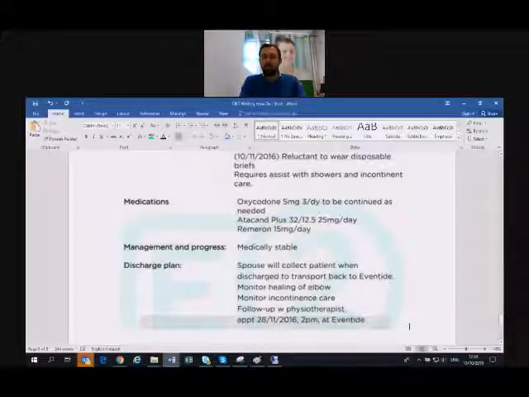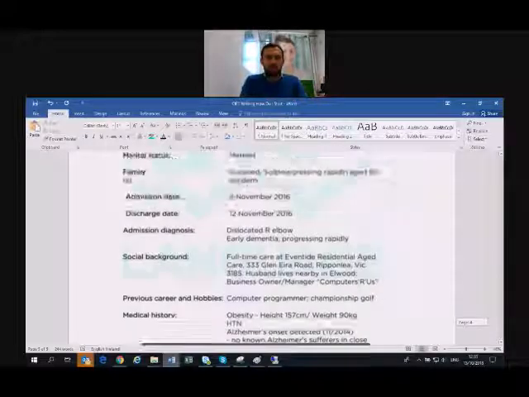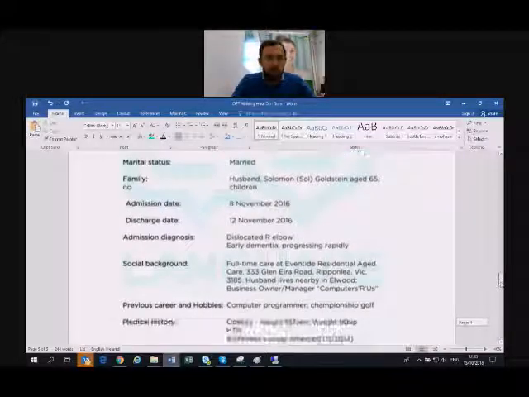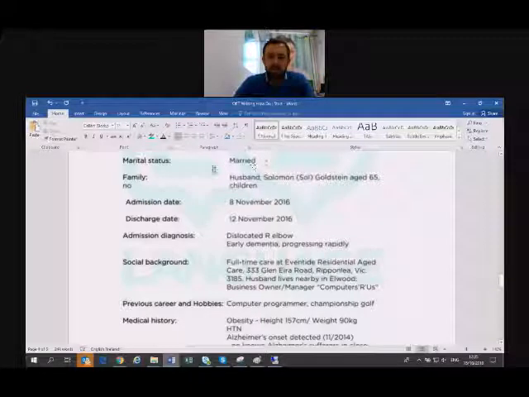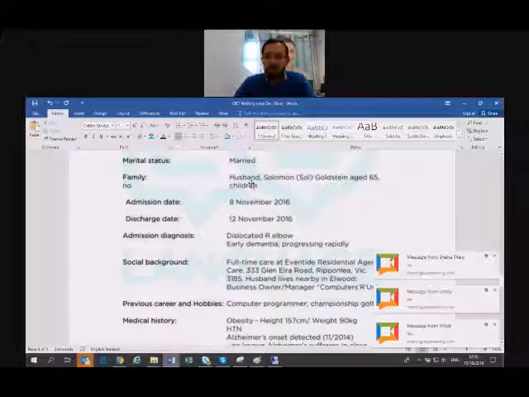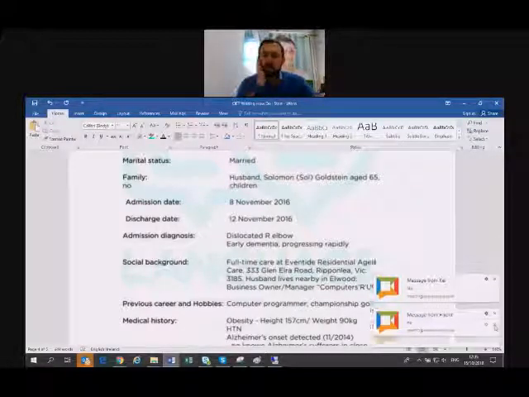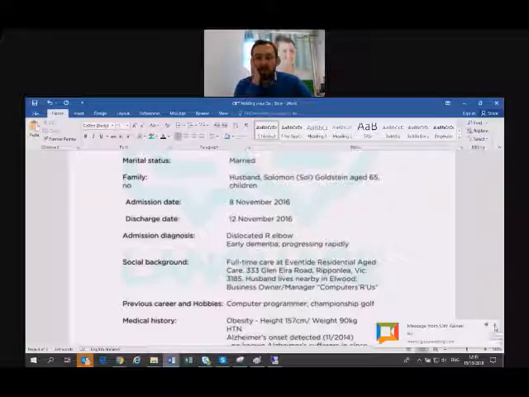Right, okay, so let's go through and have a look at the notes. Can anyone tell me, as we go through, marital status, married, do we need to mention this? No, we don't need to mention that. What do you think is the first piece of information on this page that we need to mention?